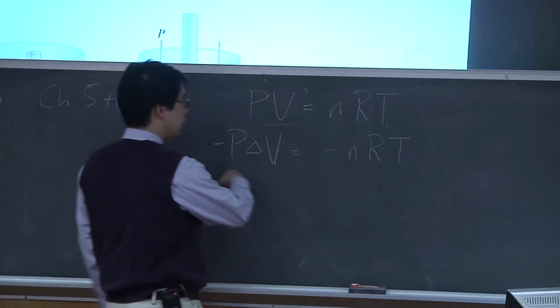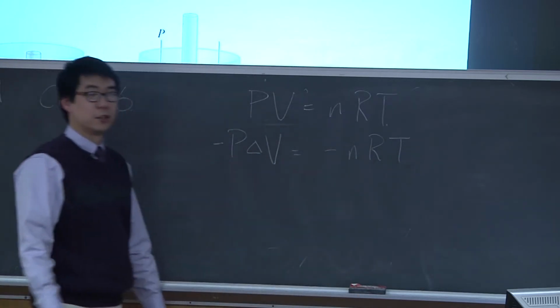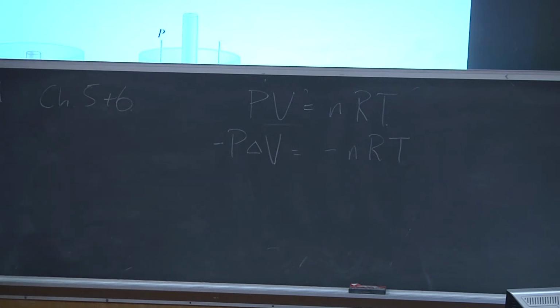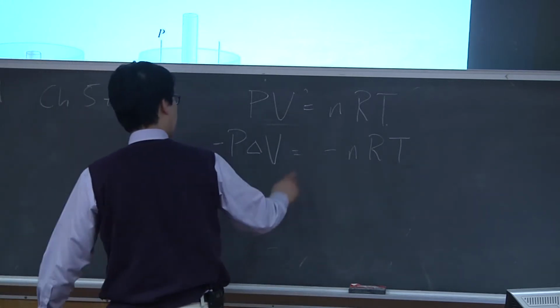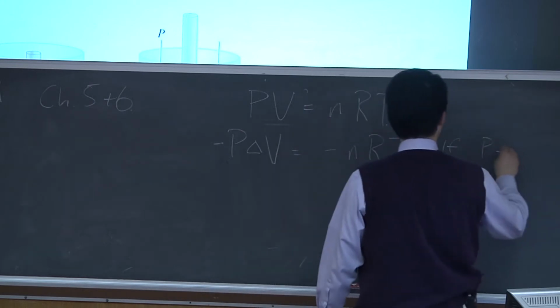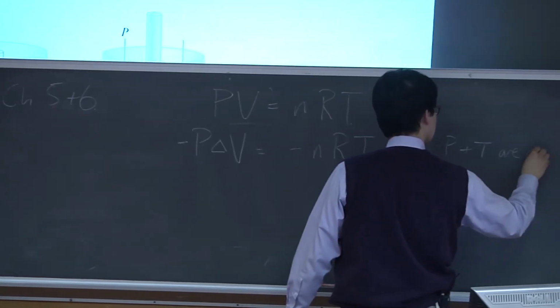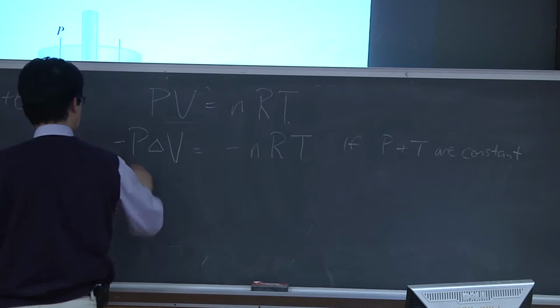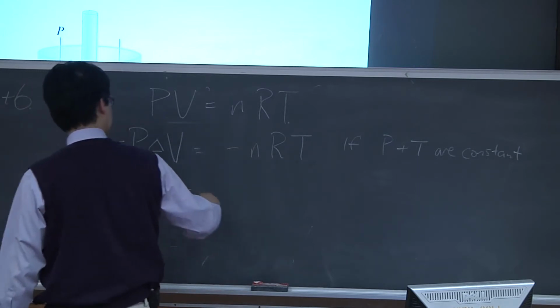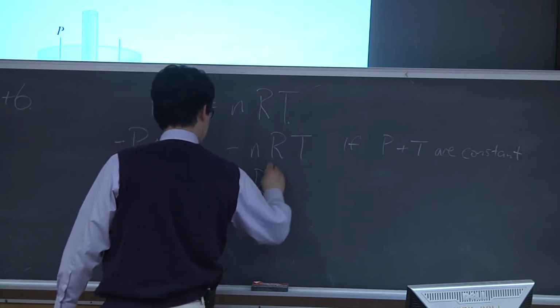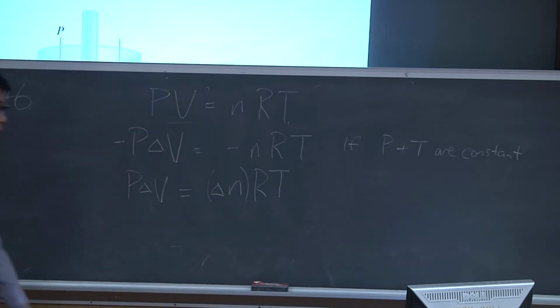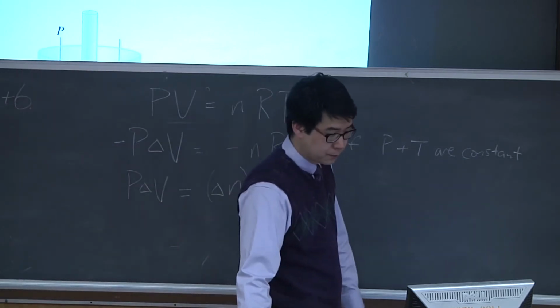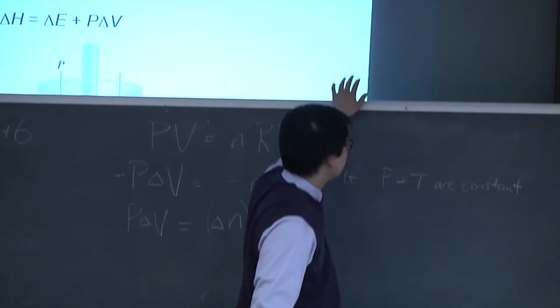Right? P doesn't change, T doesn't change, R is a constant, so R doesn't change. Somebody said something? Change in moles, right? So we can think about if P and T are constant, then P delta V equals delta N RT. Where does this apply, or how could this apply? We can look at it this way also, delta E.